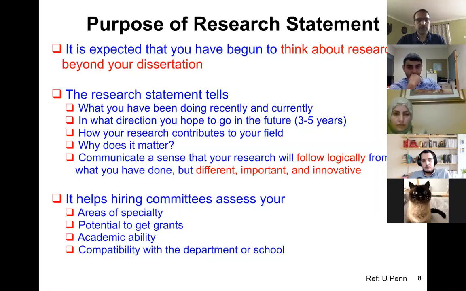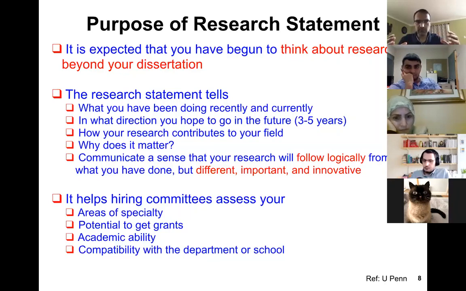So generally, the research statement, if you take a look at the second bullet point, summarizes what research areas you're working on, what you have been doing recently, or what you are doing currently. And then they would like to see what your future plan is and what the contribution of that future plan is. And again, you want to write it in a way that your future research plan logically follows what you have done before.